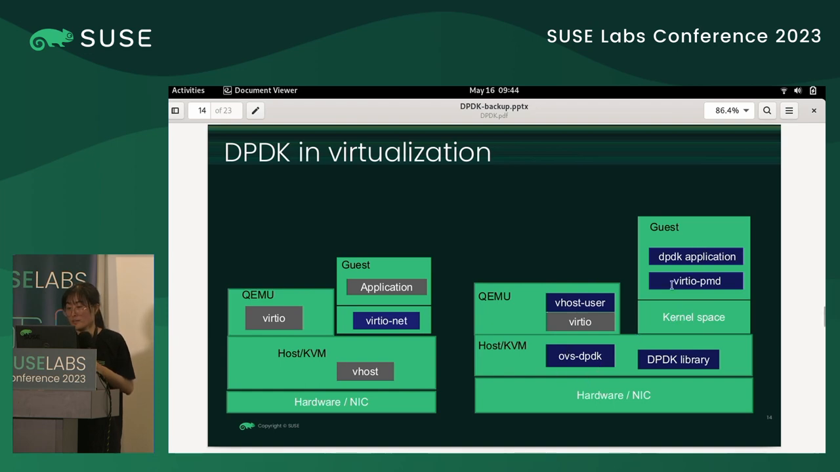When they communicate with each other, the virtual PMD will communicate with the vhost user directly, and the vhost user communicates with ovs-dpdk. ovs-dpdk is a user space application on the host. So all of them are running in the user space, and this solution can improve the performance greatly.